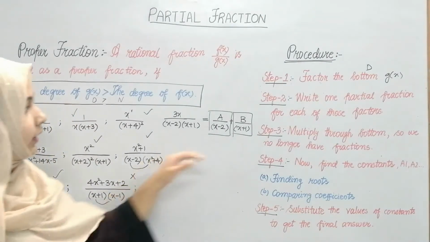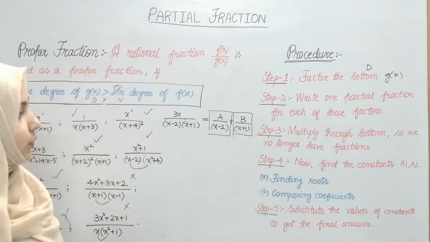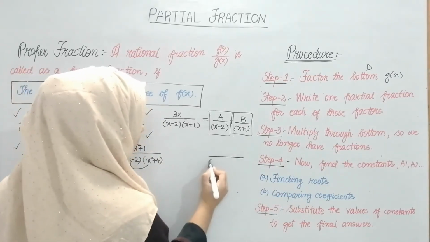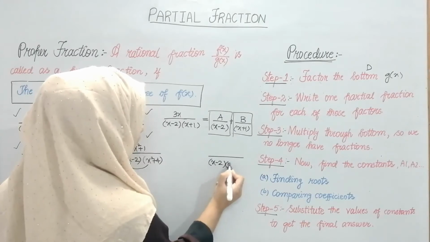Next step. Multiply through the bottom so we no longer have fractions. That means I need to take the LCM here. The LCM will be x minus 2 and x plus 1.